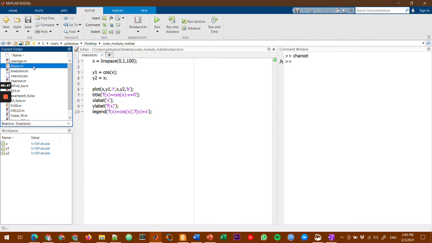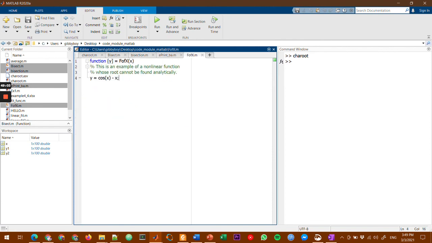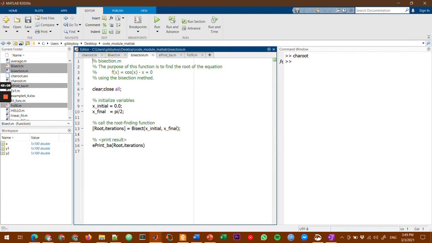average bisect. We have bisection, print, and f of x. So the main function is this, the bisection. It comes first, the program. We have initializing, calling the root finding function, and then the result. So there are just two functions.